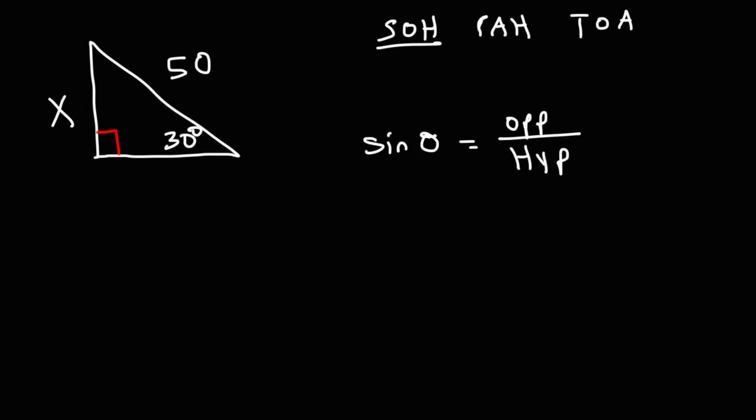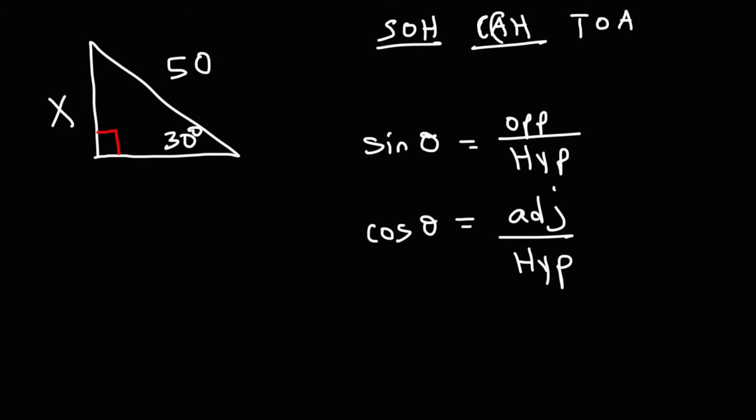The CAH part in SOH CAH TOA is the cosine ratio. Cosine of the angle is equal to the adjacent side of the right triangle divided by the hypotenuse. So A is for adjacent, H is for hypotenuse. Now for the tangent ratio, tangent theta is equal to the opposite side divided by the adjacent side.